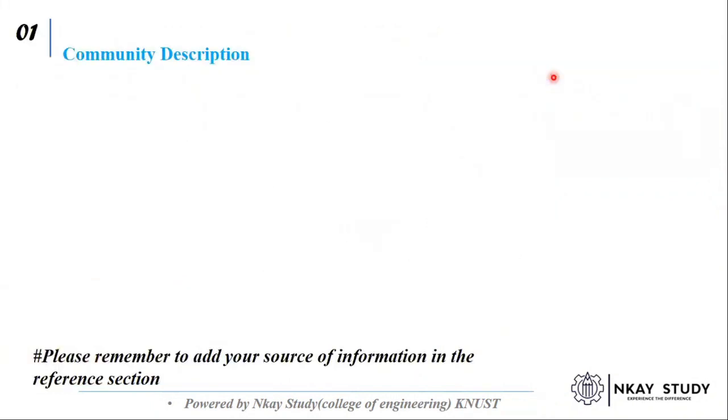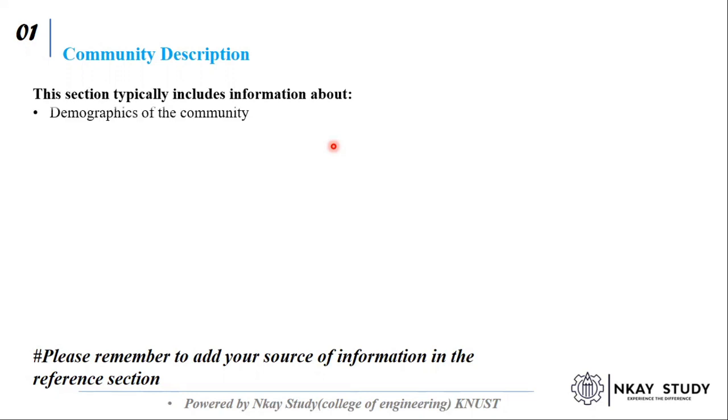So first of all, we'll be talking about community description. Now, in engineering report writing, community description is a section of the report that provides information about the community that will be affected by the proposed project. You get it? Good. So you are describing a community which will be affected by the proposed project, as simple as ABCD. And then this section typically includes information about, one, the demographics of the community.